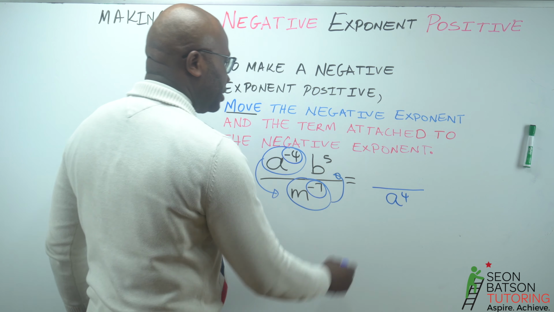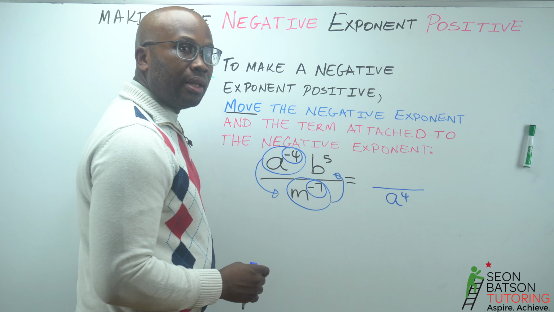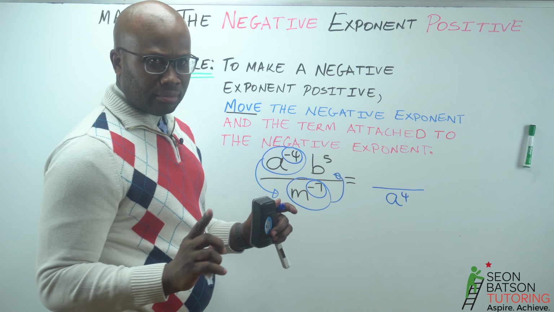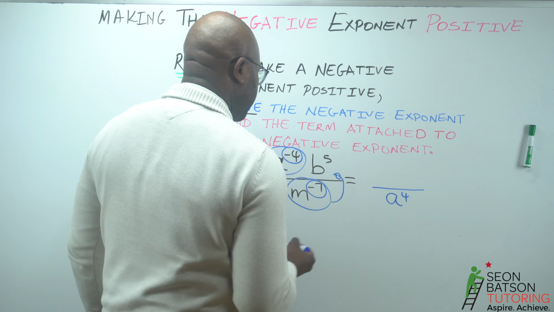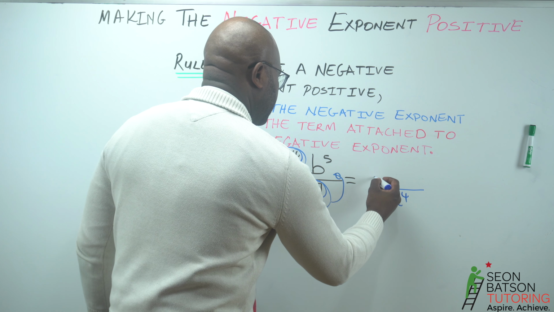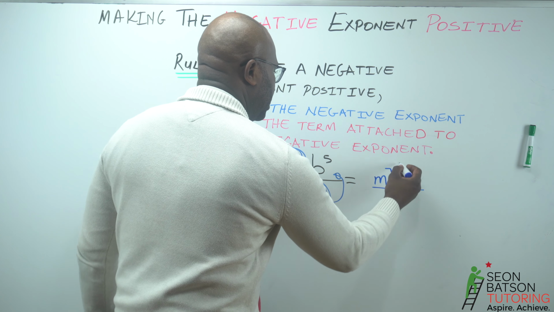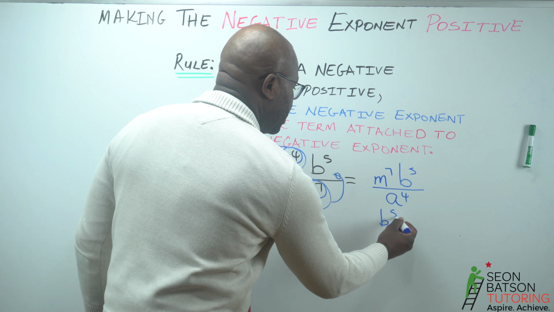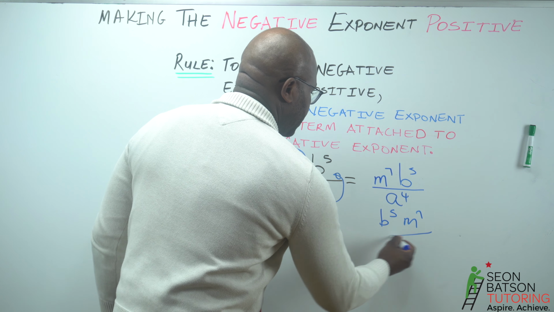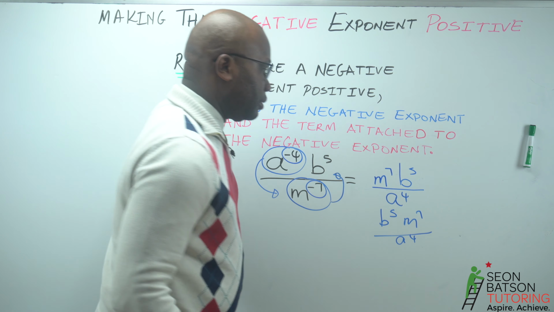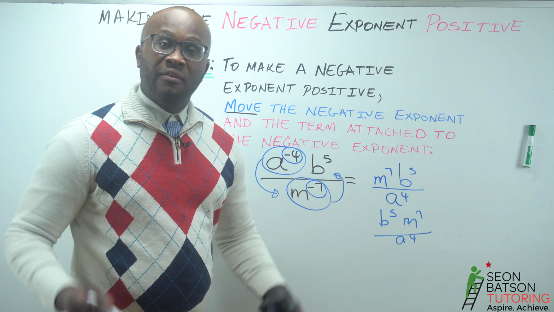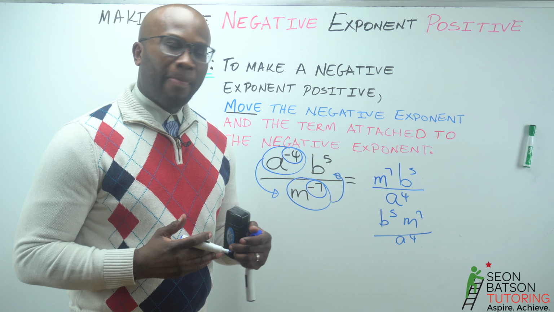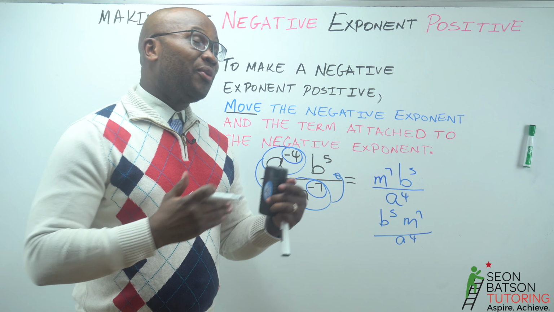In the denominator now we have a to the 4th, the bottom, right? Now, in the numerator, this m comes up, yeah? And the b to the 5 stays. Or if you want to put it in alphabetical order, you can put the b to the 5th power first, m to the 7 over a to the 4. How was that? Very simple. It's just a matter of movement. Yeah? That's all we're doing, right? That's all we're doing. We're moving.